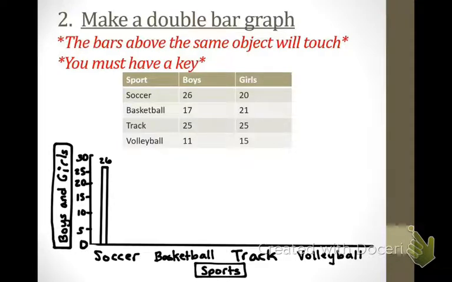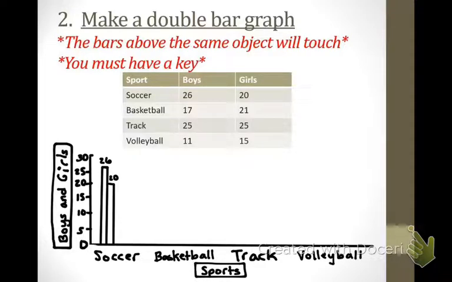Here's where the difference comes in. I do not just have boys here. What else do I have in this table? Girls. How many of the girls played soccer? 20. Now, if you notice up there in the red, it says the bars above the same object, or in this case, the same sport, are going to touch. So look, I'm going to connect it right there and then put 20.